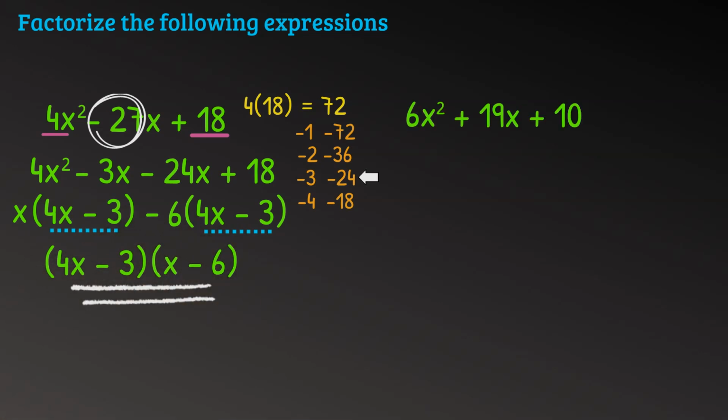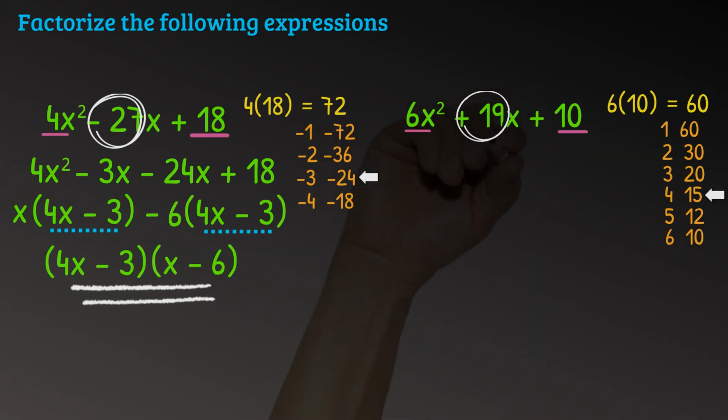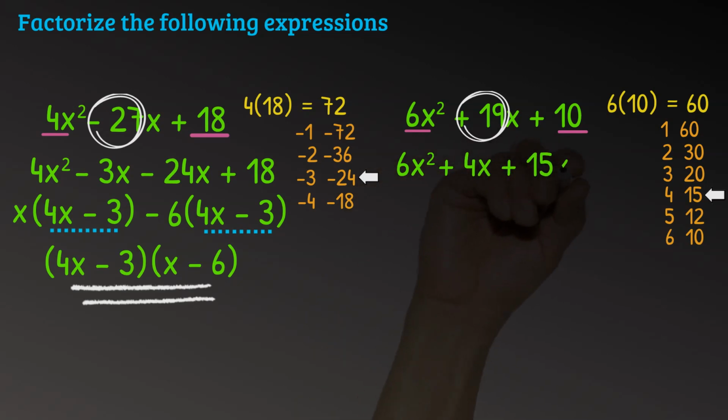In this expression, we start by multiplying 6 by 10, which gives us 60. Here are some numbers that you could multiply together to get 60. However, 4 and 15 also add together to give us plus 19, so these are the numbers we're going to use. We write the expression again and replace plus 19x with plus 4x plus 15x.